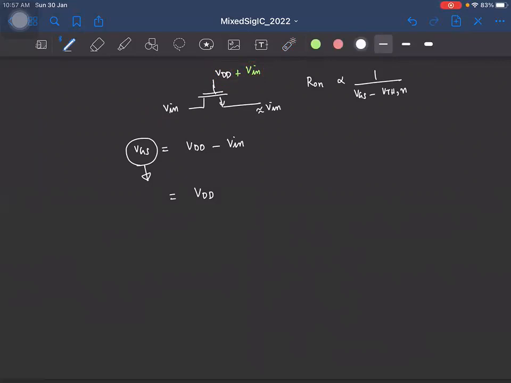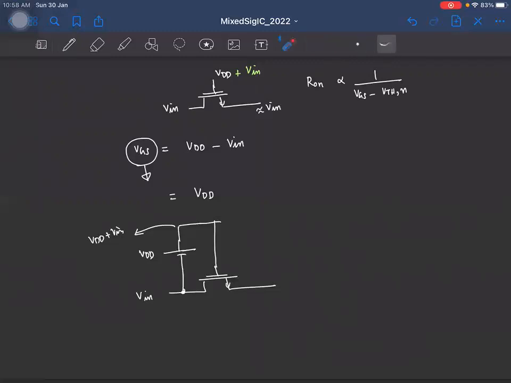And how can we do that? In principle, if this is V in, if I take an ideal voltage source of value VDD, this will be what? VDD plus V in, right? So this can be connected to the gate of the switch. This will ensure that we have a constant gate to source voltage of VDD for the switch, and it will ensure that the on resistance is constant.